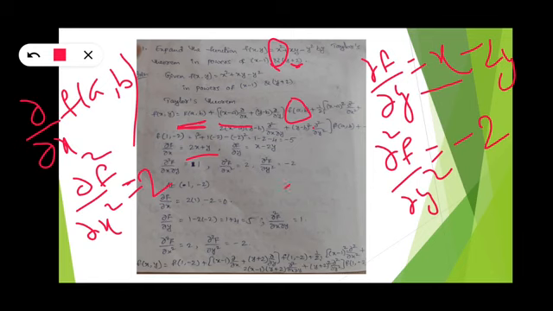Now we calculate ∂²f/∂x∂y. If we differentiate ∂f/∂y with respect to x, this will be 1. Why? Because here we are differentiating with respect to x, so x gives 1, and minus 2y gives 0. So 1 minus 0, that will be 1.